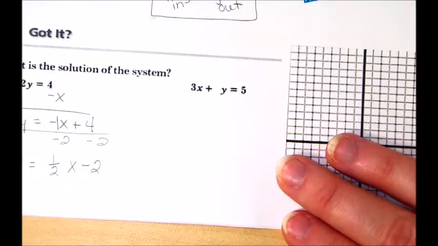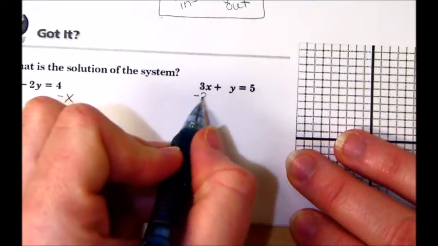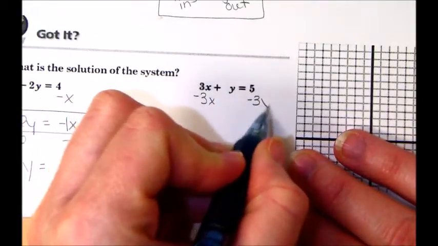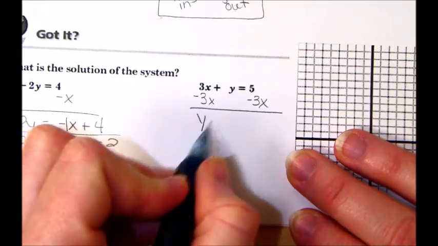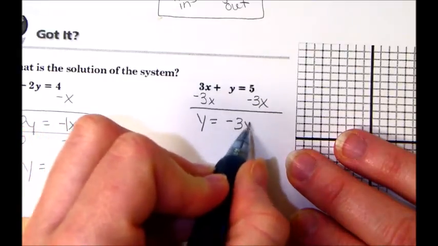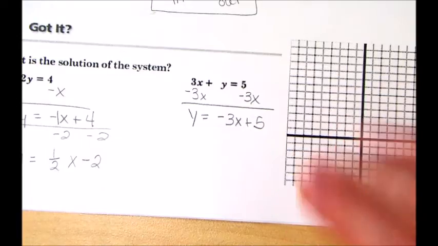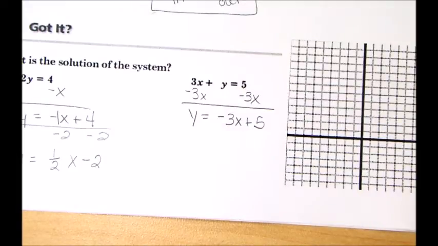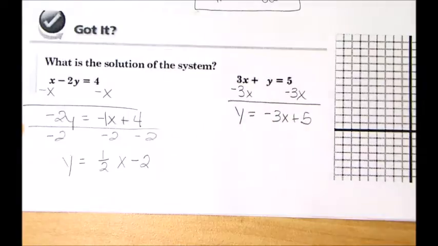Second equation. Take away 3x. y equals a negative 3x plus 5. I don't have to divide on this problem because there was nothing in front of y except a positive sign. Okay, I'll do the same color coding for you.